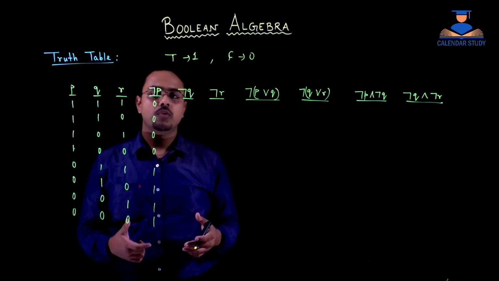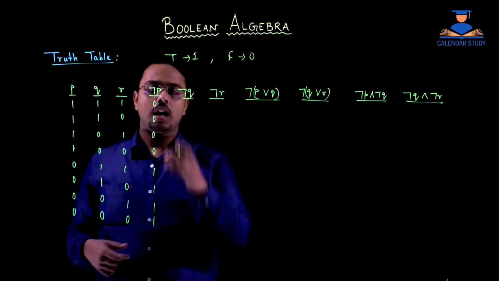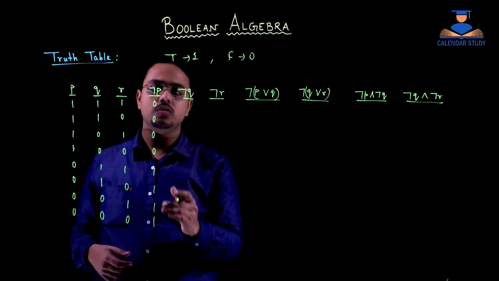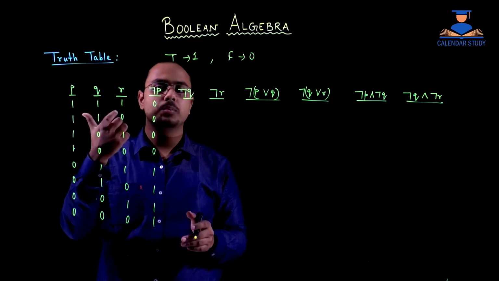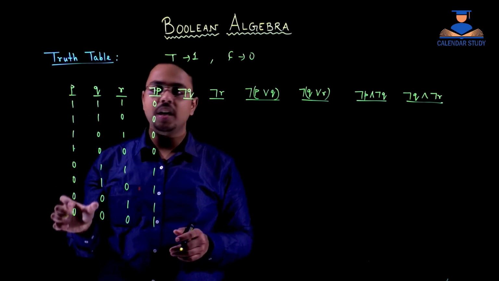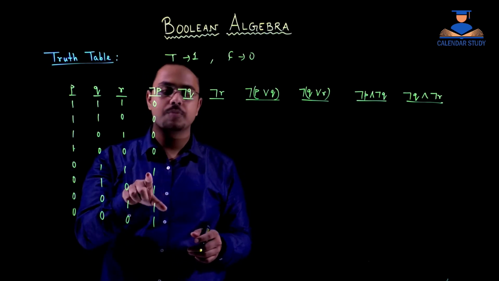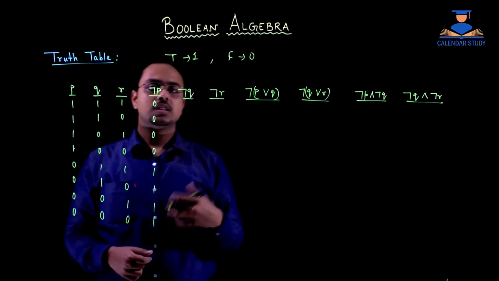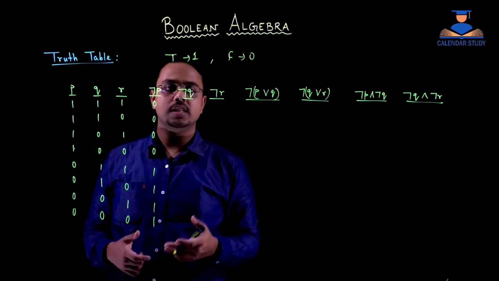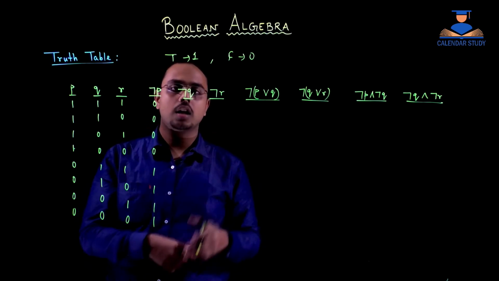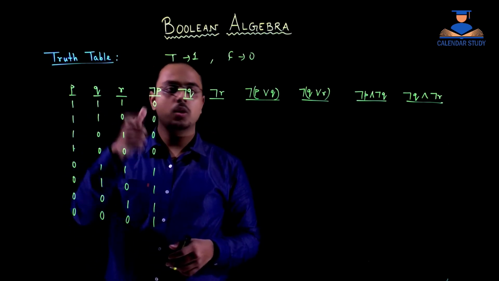The rows we got in not P are 0, 0, 0, 0, 1, 1, 1, 1. That is the negation of the operation performed over the statement P. Not of 1 gives us 0 and not of 0 gives us 1. Similarly, we can also find out the results for the columns of not Q and not R using the columns Q and R.